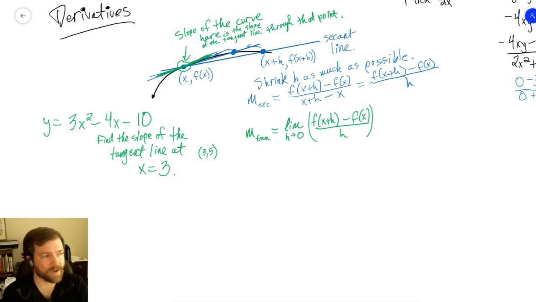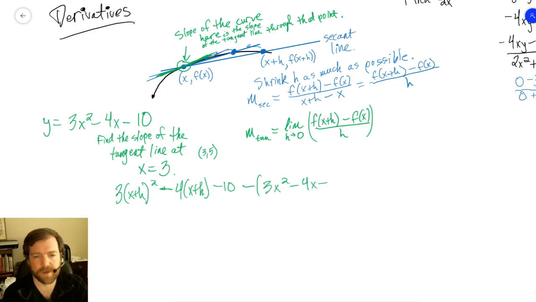For this particular function, we can say that this is going to be, all right, f at x plus h is going to be 3 times x plus h, parentheses squared, minus 4 times x plus h, minus 10, minus parentheses, 3x squared minus 4x minus 10, still in parentheses, so don't do that yet. And then instead of writing this as all over h, I'm going to put this as 1 over h out front. And we're taking the limit as h approaches 0.